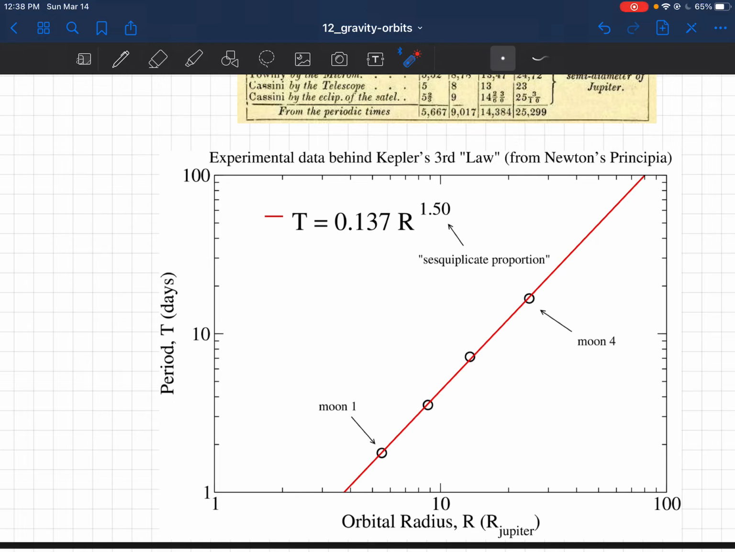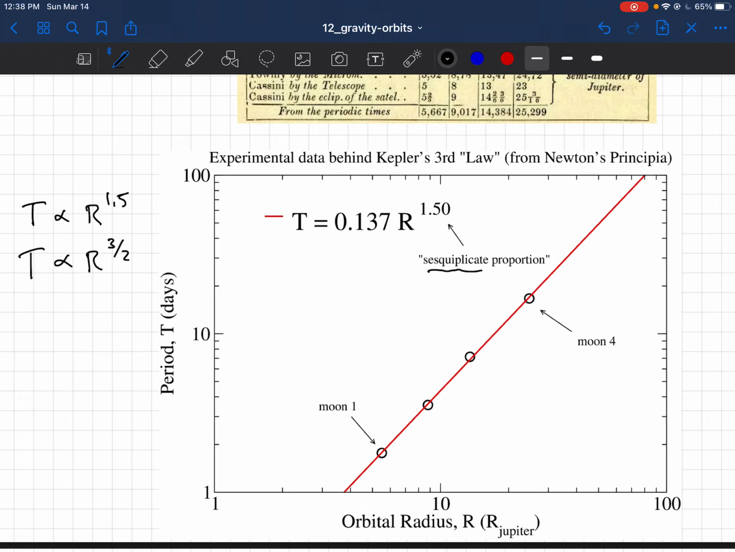I plotted it out. And what Newton showed, well actually what Kepler showed, was that if you plot this out, so I've plotted it as a log-log graph. So this is the log of the period of the moon in days versus the log of the radius. And if you have a power law relationship, then you get a straight line on a log-log graph. So this red line here is a straight line fit that says that T is proportional to R to the 1.5 power. And Newton calls this a sesquiplicate proportion. So T proportional to R to the 1.5, well that is R to the 3/2.